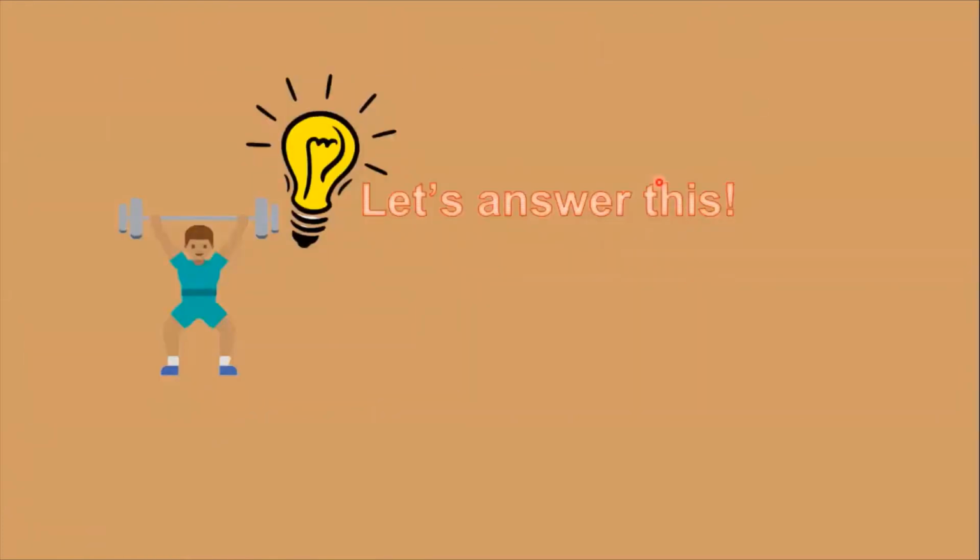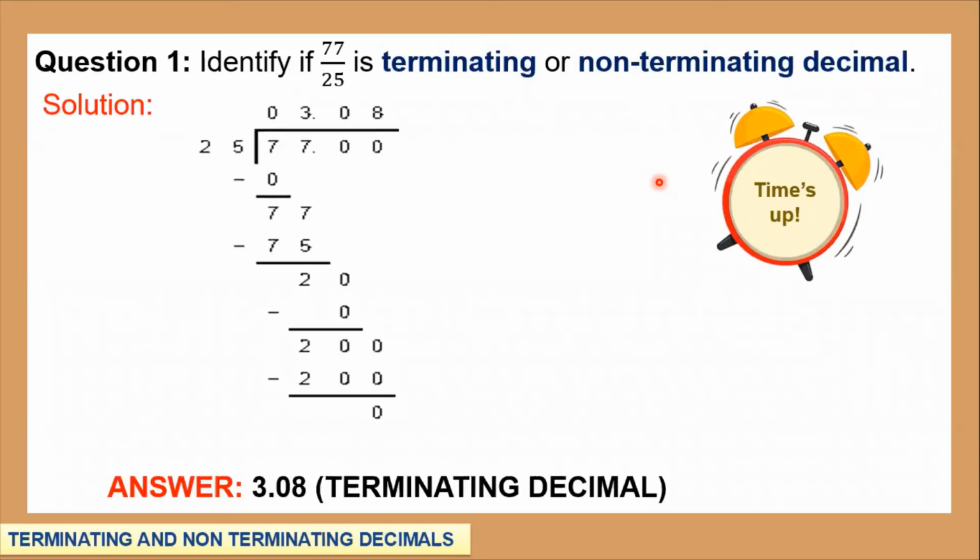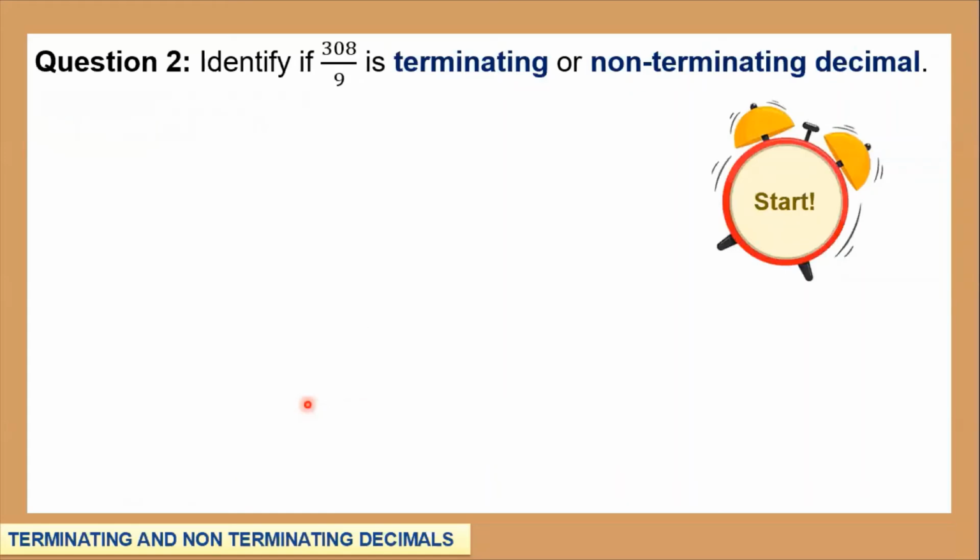Let's answer this. Identify if 77 over 25 is a terminating or non-terminating decimal. For the solution and answer, we have here 3.08, which is a terminating decimal. For the solution, 77 over 25, and we got the value of 3.08. Question number 2.